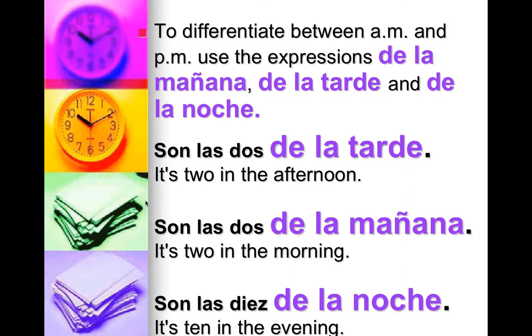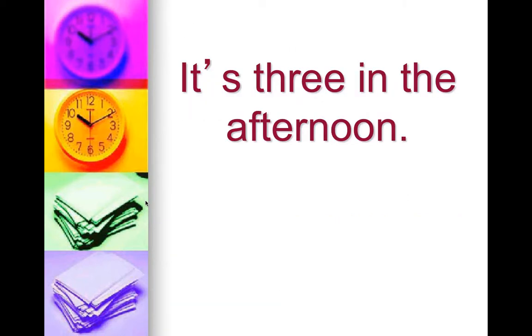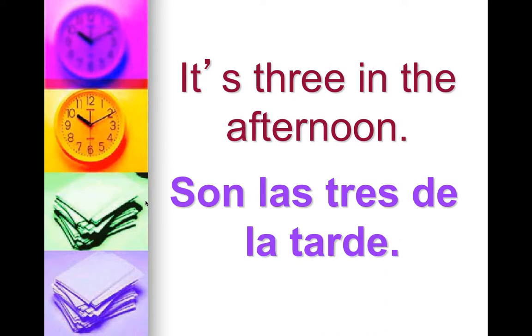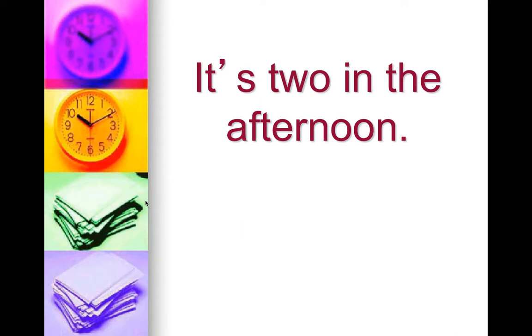To differentiate between AM and PM, use the expressions de la mañana, de la tarde, and de la noche. Por ejemplo, to say it's 2 in the afternoon, son las 2 de la tarde. Son las 2 de la mañana would be like really early morning, AM, and son las 10 de la noche would be it's 10 in the evening. Entonces, por ejemplo, son las 3 de la tarde would be 3 in the afternoon.